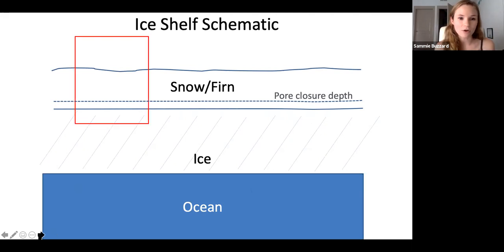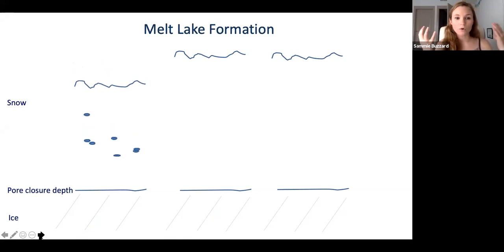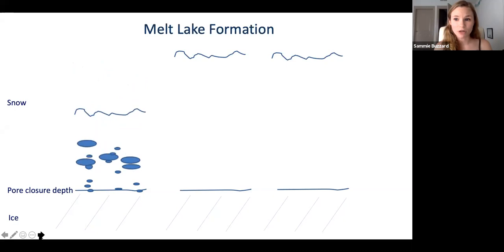We're going to focus now on the top kind of few meters of the ice shelf because that's where all the surface hydrology processes are really happening. So there are 3 possible ways that these lakes could be forming on ice shelves. So here we have again the snow, this is the pore closure depth down here, and then everything below that is ice. So if we have some melting at the top of the ice shelf, the ice shelf surface will lower a bit, water will get into the firn and it will percolate down and it might reach as far as the pore closure depth.